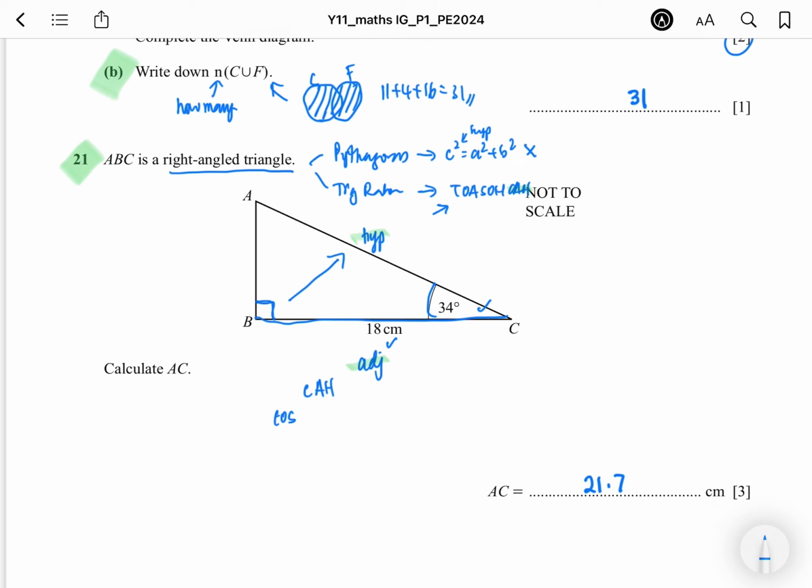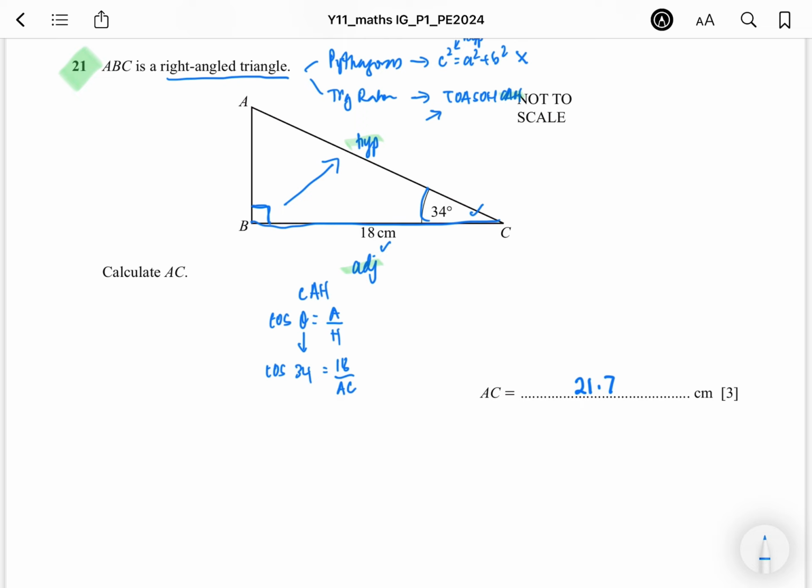Rewriting that properly, cosine theta is equal to A over H. That's how you translate the formula CAH. Substituting theta as the angle, 34. Adjacent is 18. Hypotenuse is AC, which is what the question is asking to find. Okay, multiply both sides with AC. So AC times cos 34 equals 18.